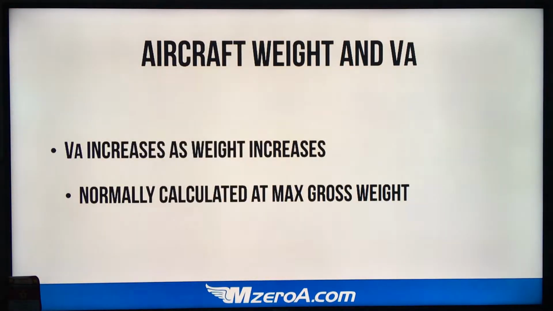Same amount of force. It's going to displace that 1,000-pound airplane a whole lot more than it will the 2,000-pound airplane. You get an increase in weight. You also get an increase in VA, or maneuvering speed. Now, this is why VA is normally calculated at maximum gross weight. Full fuel, full oil, max amount of passengers and baggage is how they calculate this.